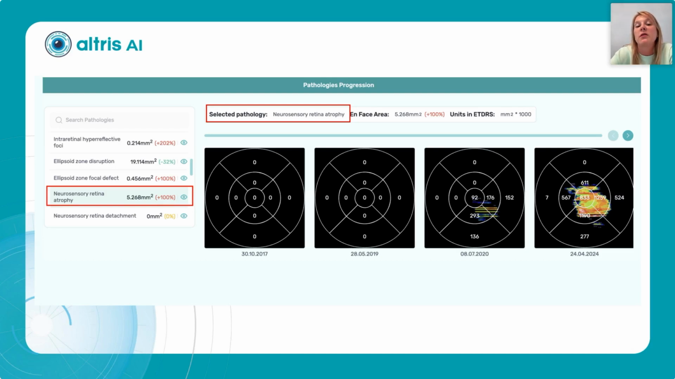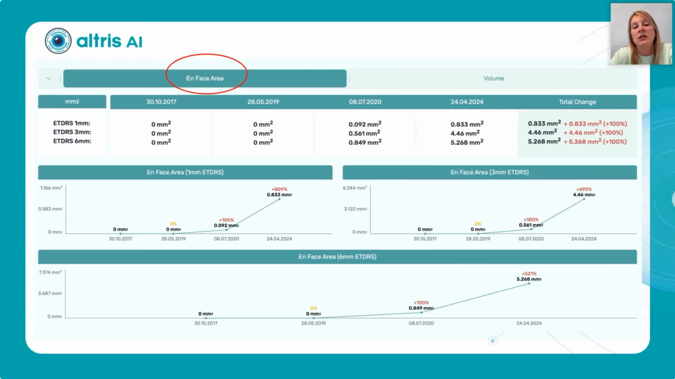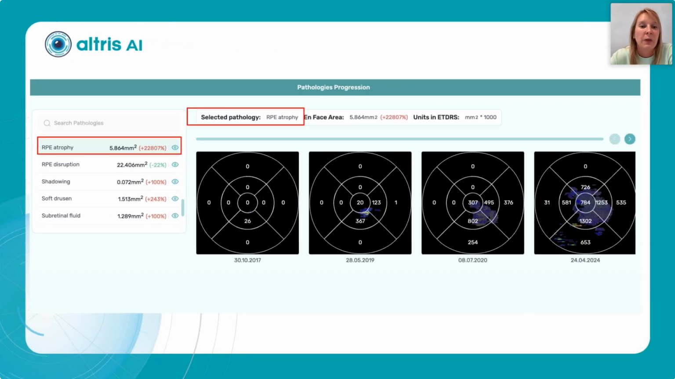The next biomarker that was detected in this patient was neurosensory retina atrophy, and we can see that during her first 2 visits in 2017 and in 2019, there were no signs of neurosensory retina atrophy, but it appeared in 2020, and now we can see how big it is in 2024. Again, we asked to calculate all those numbers of area, and we get the area of neurosensory retina atrophy, and we can see how it increased from one visit to another.